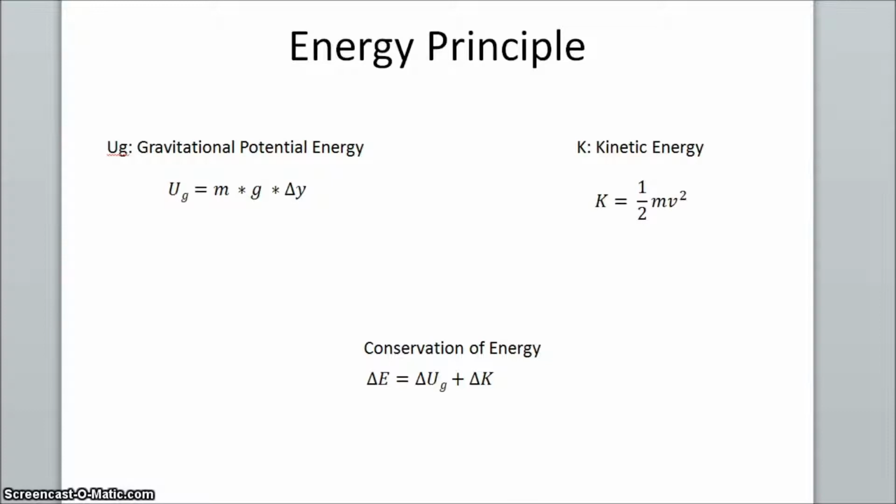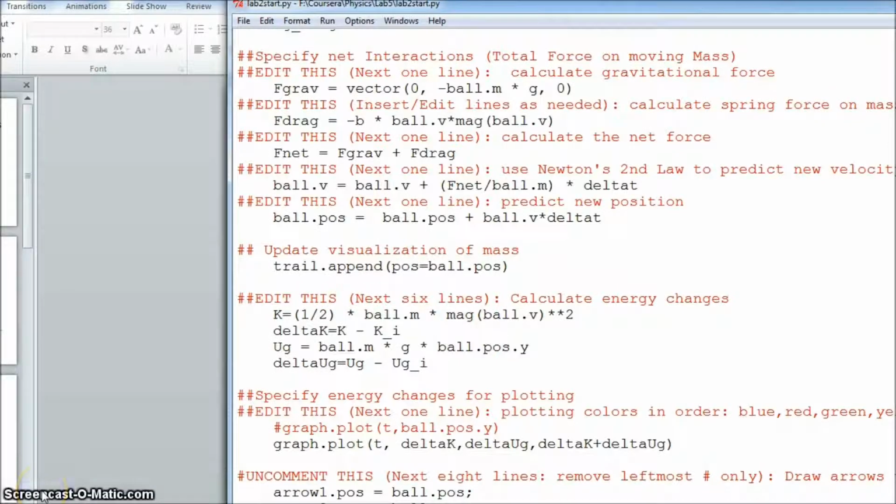Next, looking at the energy principle, two energies are definitely existing if we look at the model. One is the gravitational potential energy, and the other is the kinetic energy. Remember that according to the conservation of energy, the change in energy is equal to the change of energy in the system plus the change of energy in the surroundings. Here, I assume that the change of energy is equal to the change of gravitational potential energy plus the change in kinetic energy.